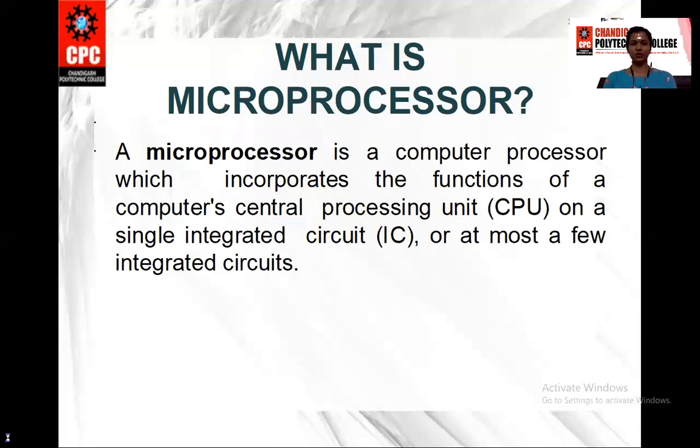So first of all, what is a microprocessor? A microprocessor is a simple computer processor which incorporates the functions of a central processing unit on a single integrated circuit. That means it works the same as a CPU works. There is no difference between a microprocessor and a CPU, except that its size is smaller than the CPU, and it works on a small amount of data at a time. A microprocessor functions just like our CPU works.